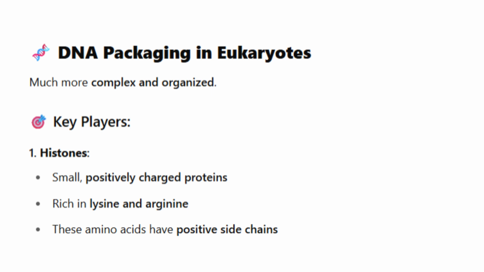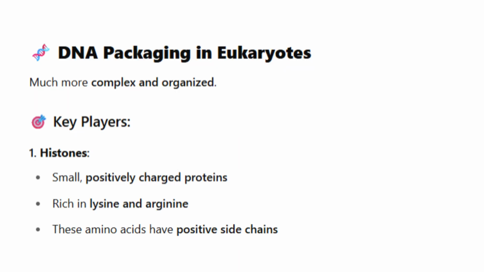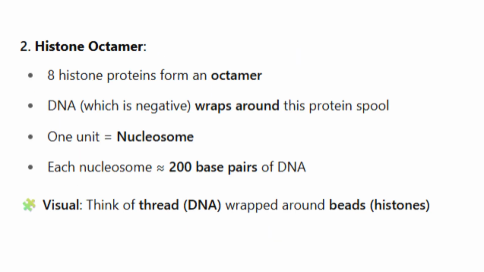Key players. 1. Histones: small, positively charged proteins, rich in lysine and arginine. These amino acids have positive side chains. 2. Histone octamer: 8 histone proteins form an octamer. DNA, which is negative, wraps around this protein spool.